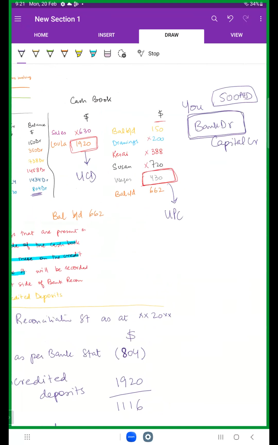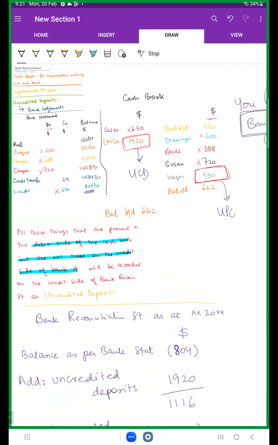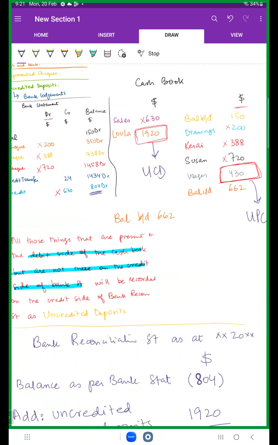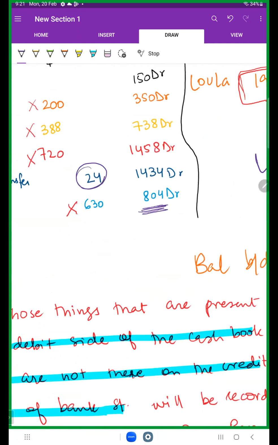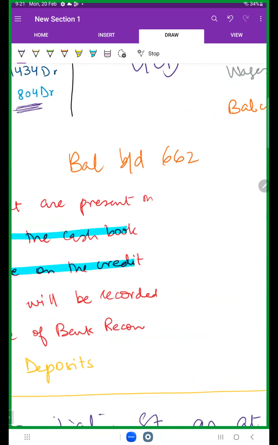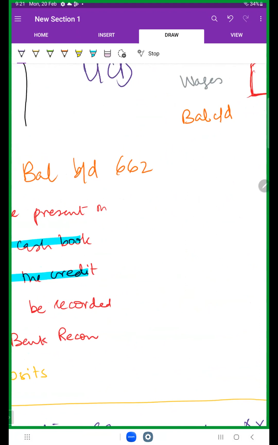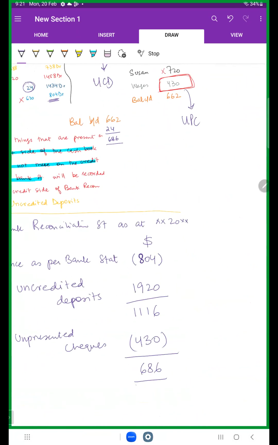If you see the question, we are still left with one figure that was not catered for. That was 24. So in my cash book, I'm supposed to add this dividend of 24, which makes my balance 686, right? Is it matching with the balance on the bank statement? Yes. You getting the idea? Yes.